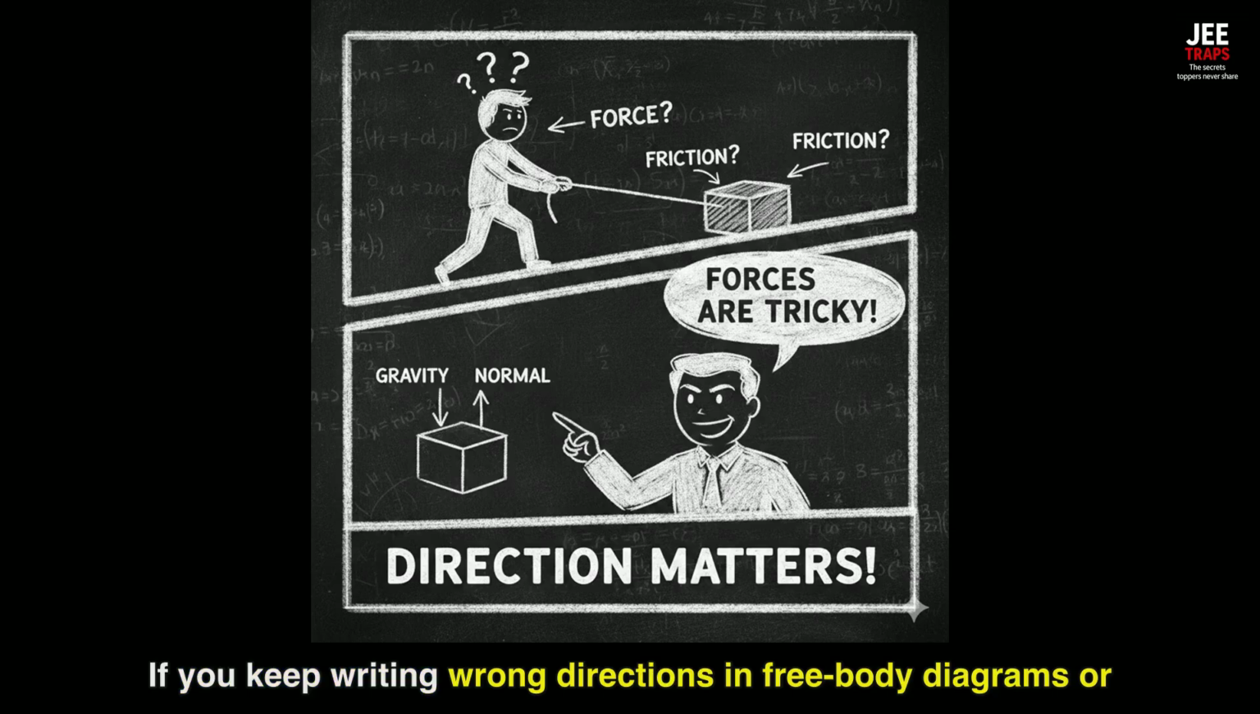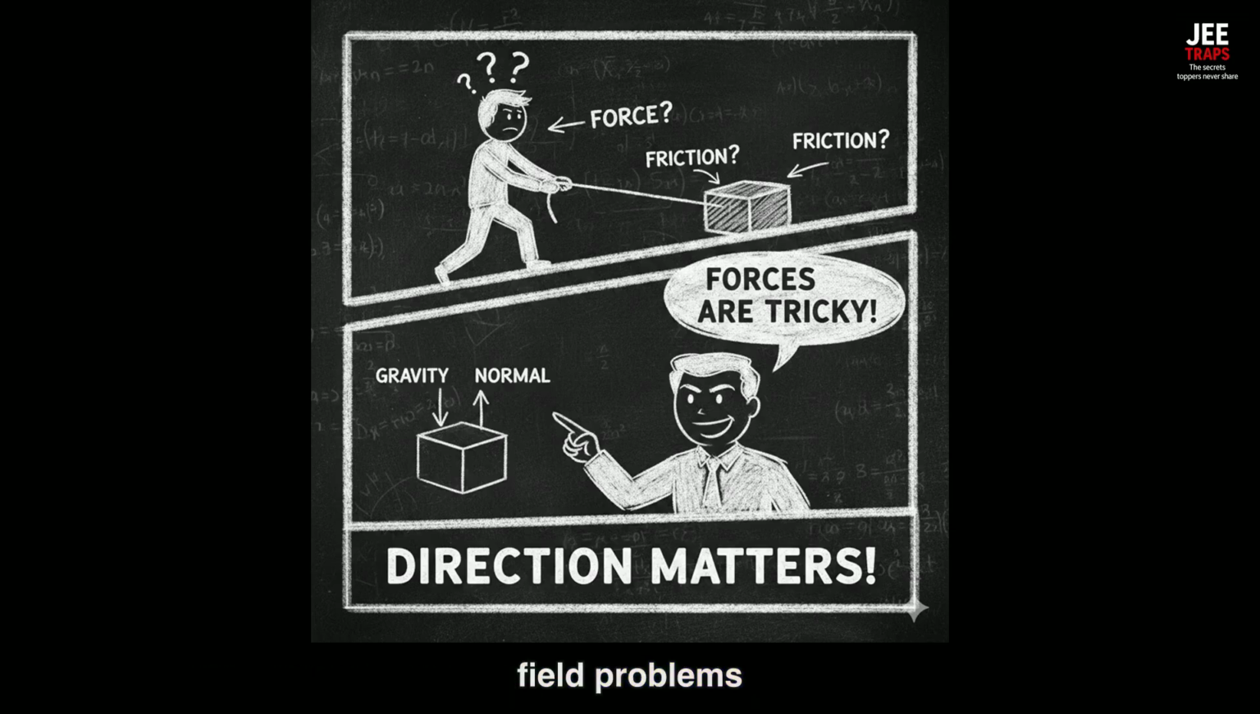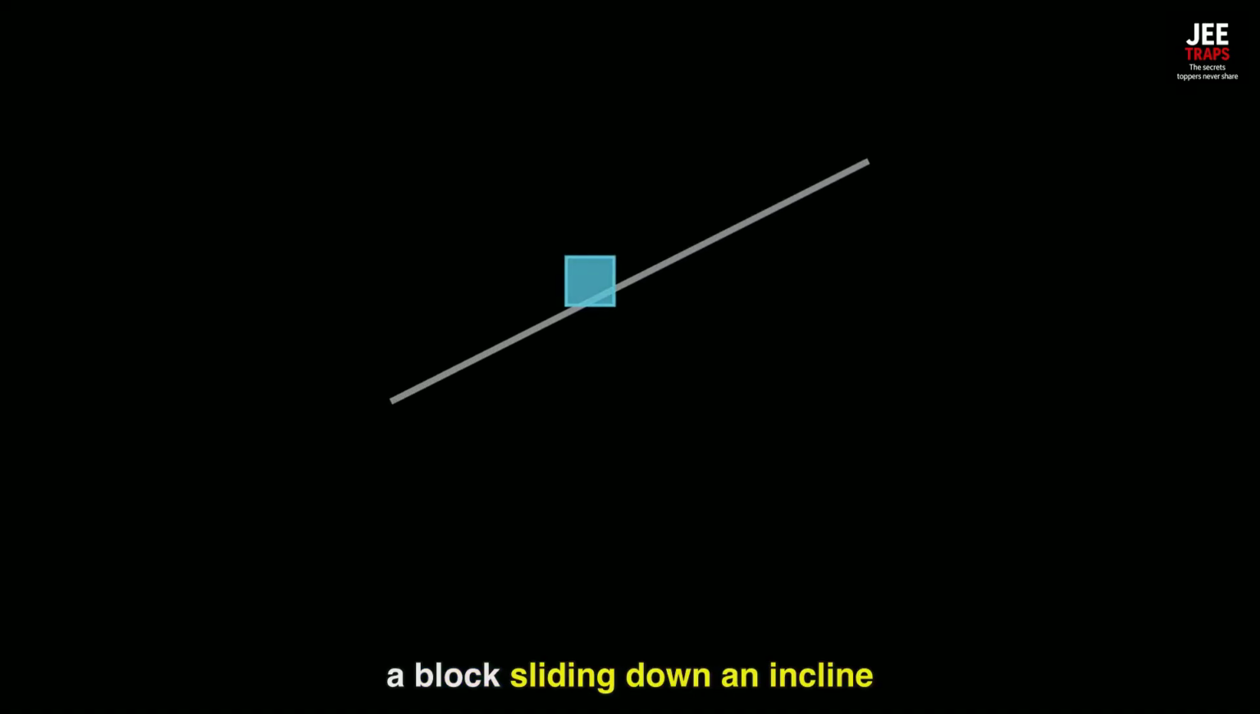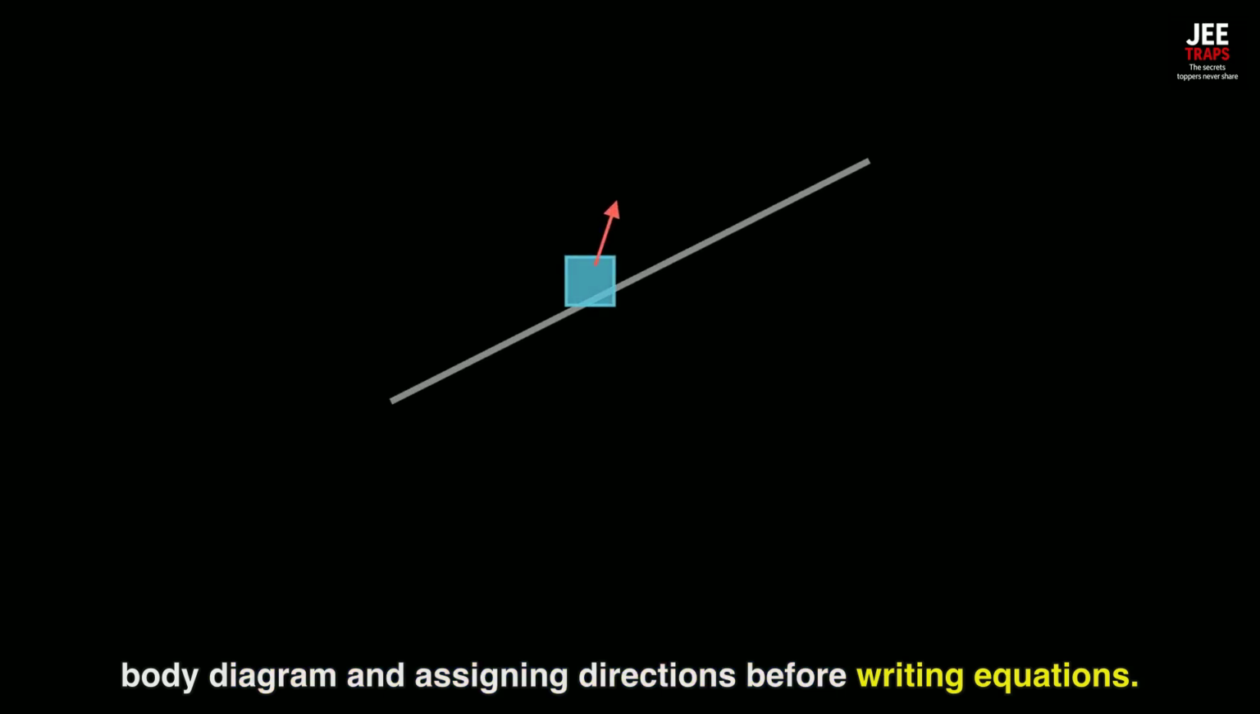Mistake 1. Sign errors. If you keep writing wrong directions in free body diagrams or field problems, your answers will always go wrong. For example, a block sliding down an incline, friction acts up the plane, not down. Fix it by always drawing a free body diagram and assigning directions before writing equations.